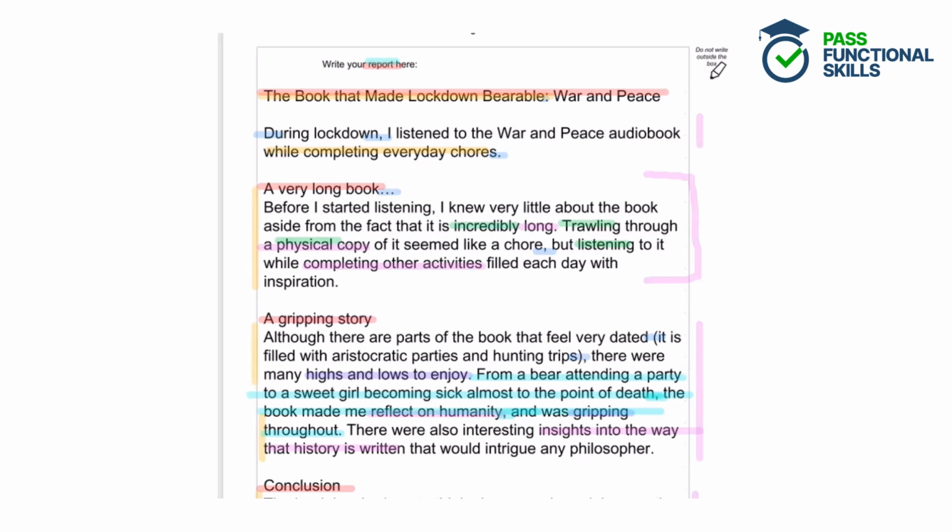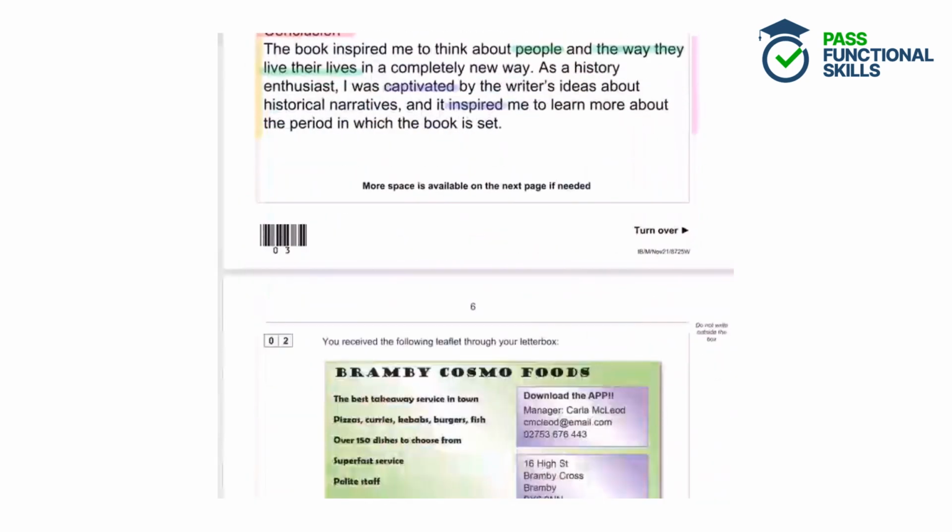So now that you've seen what a good answer looks like, try to write your own answer and then go through each of the criteria and check that you have met each piece of criteria. So now let's take a look at the second question.